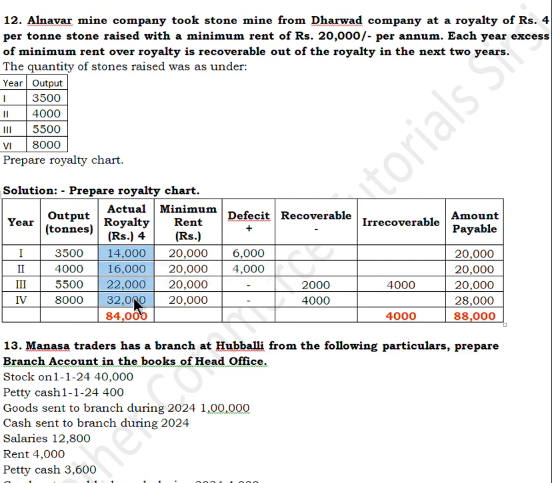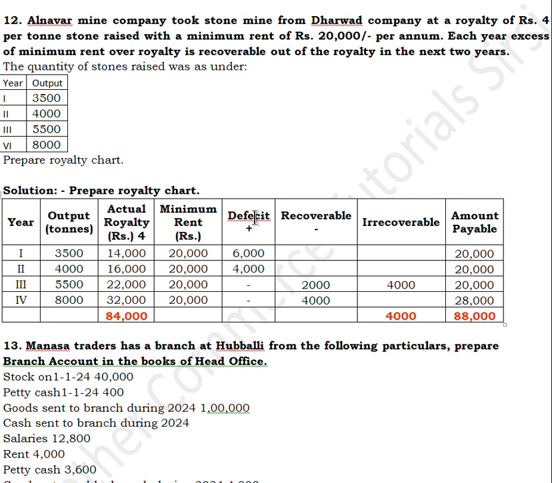Now how to get this column? Very easy. 3,500 into 4 will give you 14,000. 4,000 into 4 will give you 16,000. 5,500 into 4 will give you 22,000. 8,000 into 4 will give you 32,000. Now after that, you have to go for the minimum rent. Minimum rent is a simple copy paste. So take 20,000 from the question and write it down for all the years: 20, 20, 20, 20.